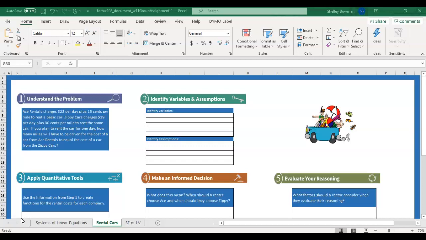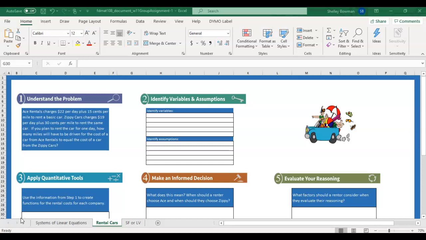Ace Rentals charges $22 per day plus 15 cents per mile to rent a basic car. Zippy Cars charges $19 per day plus 30 cents per mile to rent the same car. If you plan to rent the car for one day, how many miles will have to be driven for the cost of a car from Ace Rentals to equal the cost of a car from Zippy Cars?